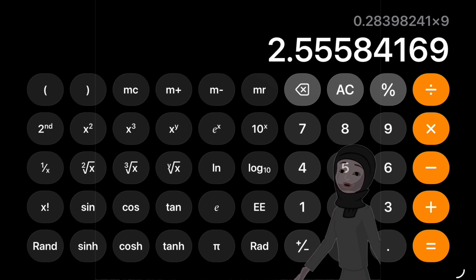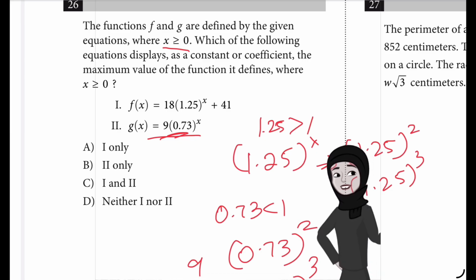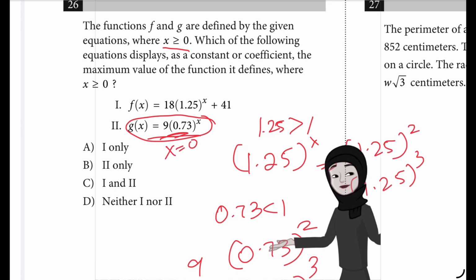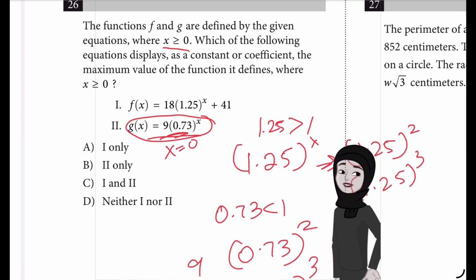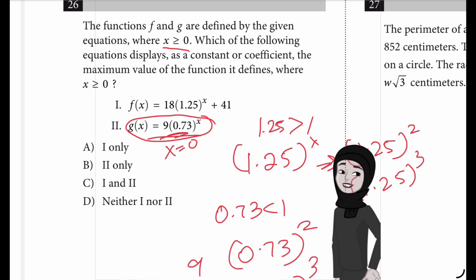So it follows that the maximum value of g of x for x greater than or equal to 0 occurs when x is equal to 0. So that means as we are increasing the value of x, the value of g of x is decreasing. So the maximum we can have is only when x is equal to 0, because after that when x is increasing, the g of x is actually decreasing. So g of x is a decreasing function.